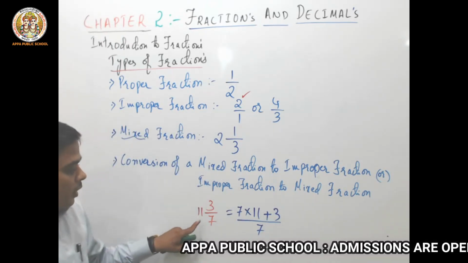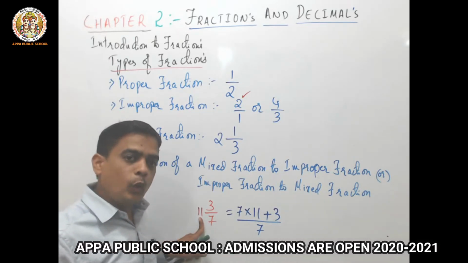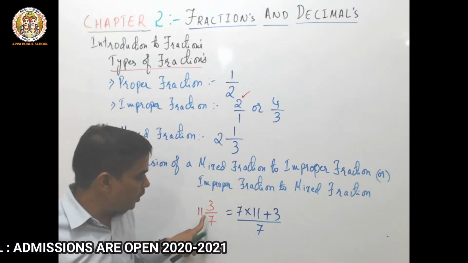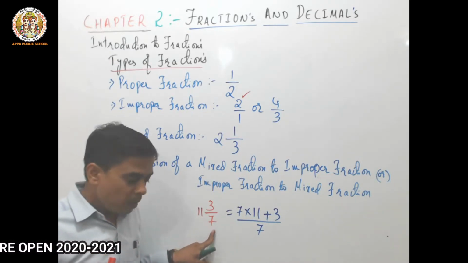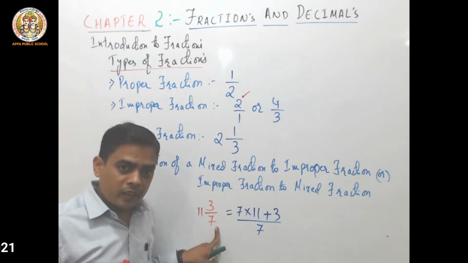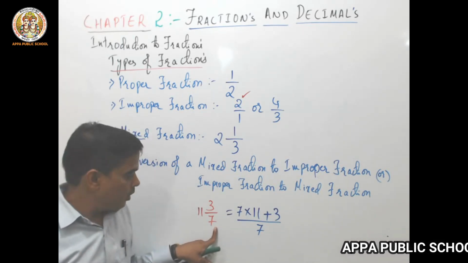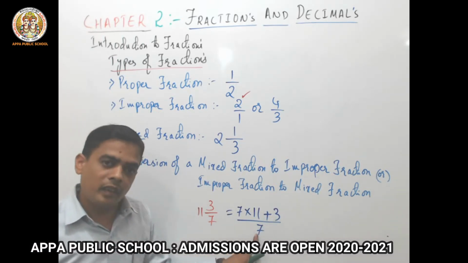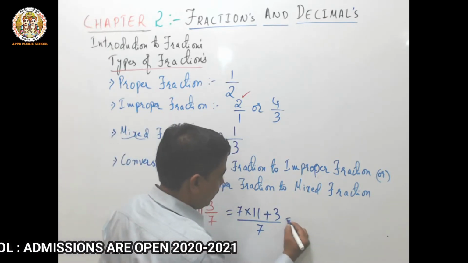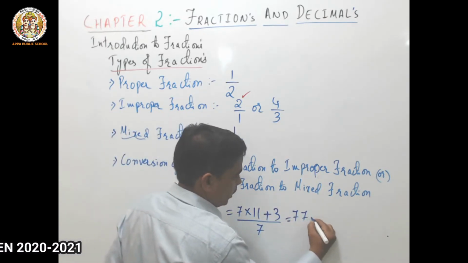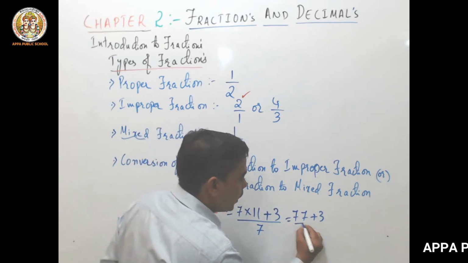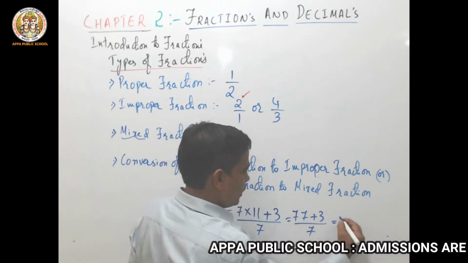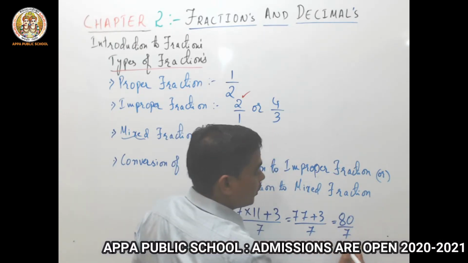Okay. So what we will do here: multiply the denominator of the proper fraction with the integer, and whatever answer you get, add 3 to it and write this denominator 7 as it is. Okay, how much will it be if I calculate it? 11 into 7 is 77, plus 3, divided by 7. Next, simplified, 77 plus 3 is 80, 80 divided by 7.